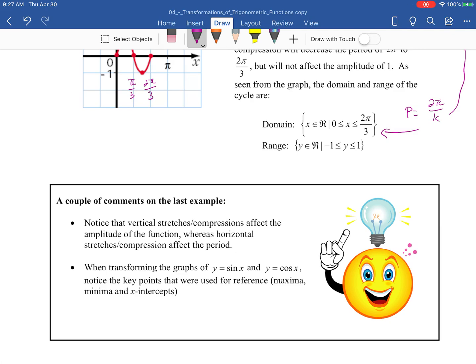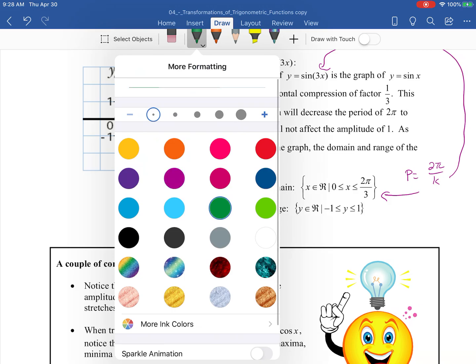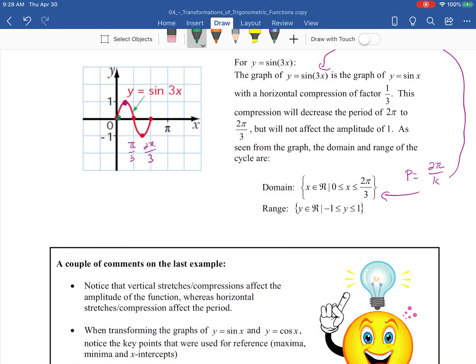A couple of comments on the last example. Notice that vertical stretches and compression affect the amplitude, whereas horizontal stretches and compression affect the period. When compressing the graphs of sine and cosine, notice the key points that were used for reference. So these key points that I mentioned on the previous graph, you can see here. Let me switch to green so you can see what I'm up to there.